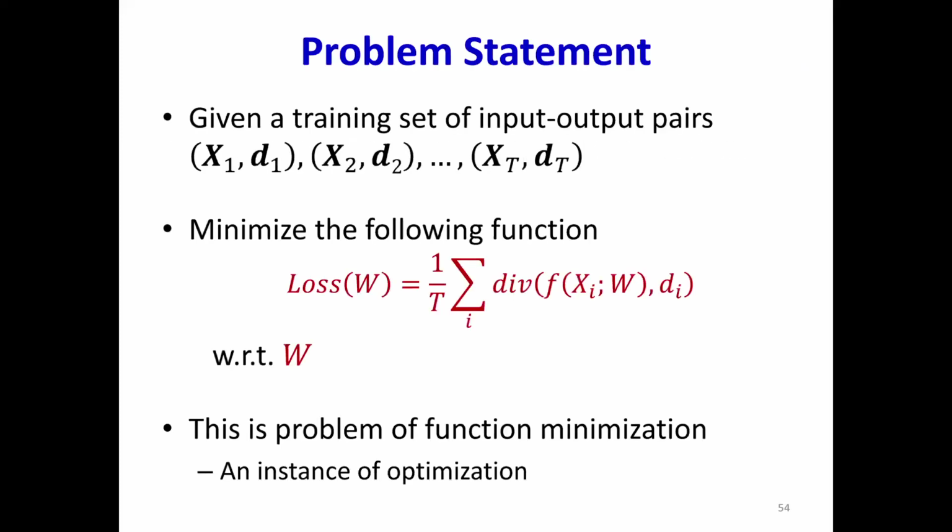But what was it we were really trying to do? We were trying to figure out how to optimize a neural network. So let's go back to our original problem. You're given a training set of input-output pairs. We defined a loss function, which was the average divergence across the training set. And this loss function was only a function of the parameters w. And we wanted to minimize this with respect to w.